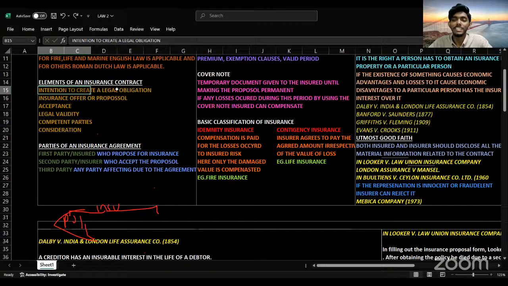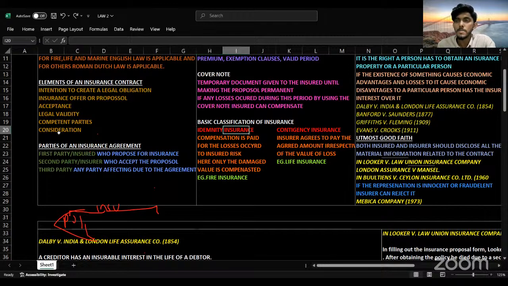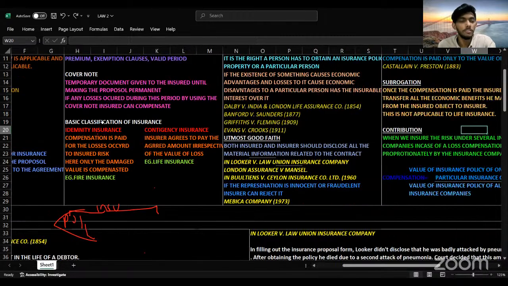So then our consideration is the amount that should be paid as the premium, and that depends on the risk and various other factors. Hope everything is pretty much clear.